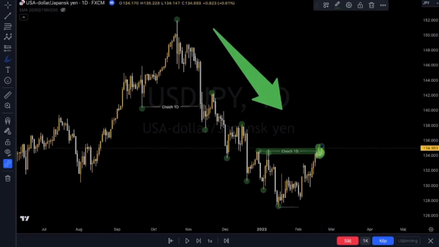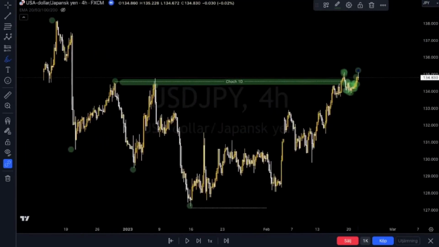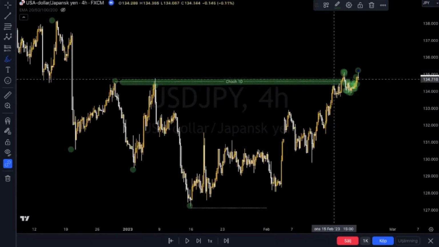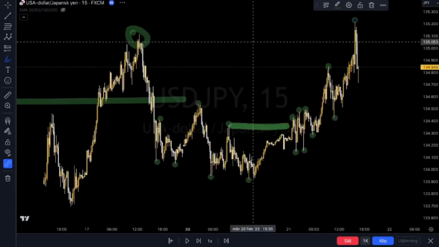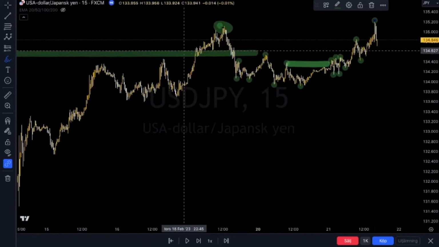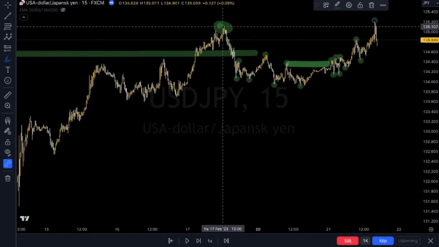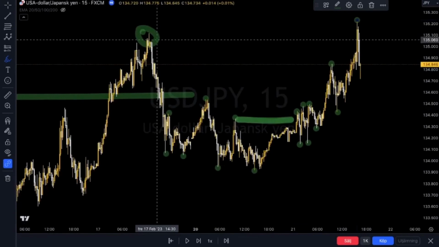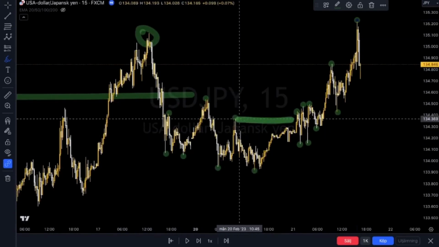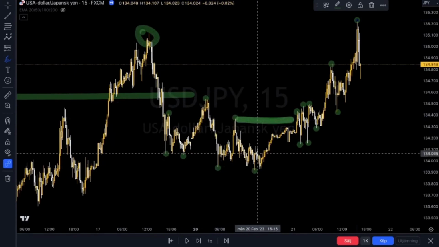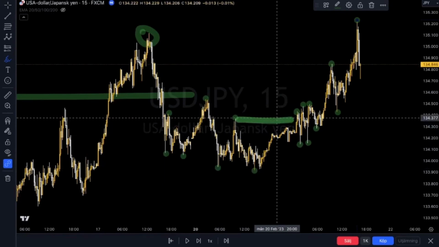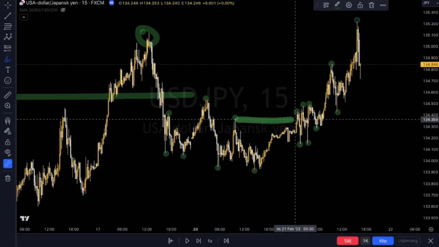We zoomed in on a 4 hour, same thing. We need to break this structure here to confirm that we're now moving upwards. We zoomed in on a 15 minute. On the 15 minute, this is the structure that we needed to break. Created this higher high, and then market retraced, of course, after breaking that. And then here, created the last lower high and the lower low before starting to push up and breaking this last lower high, which means change of character.